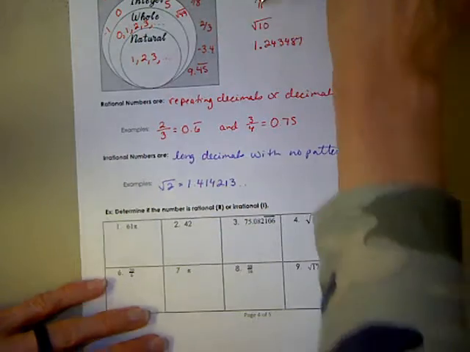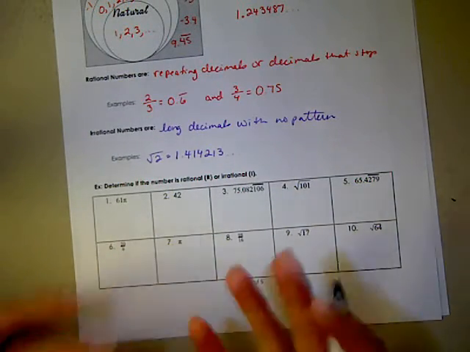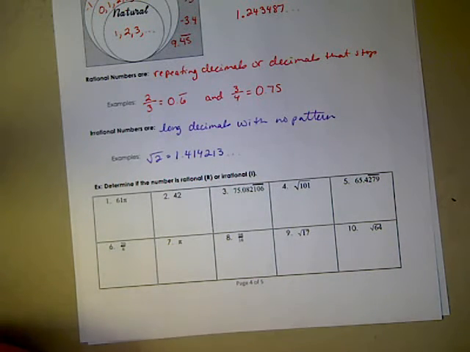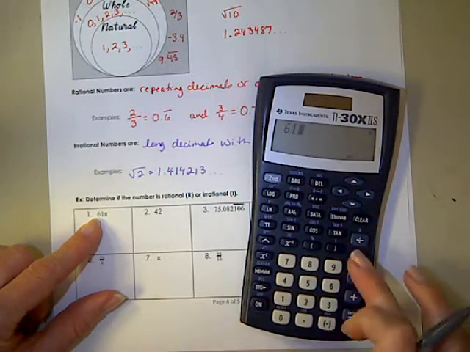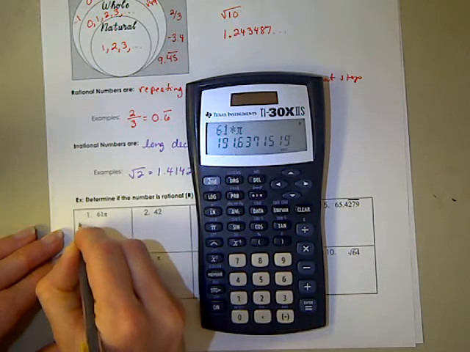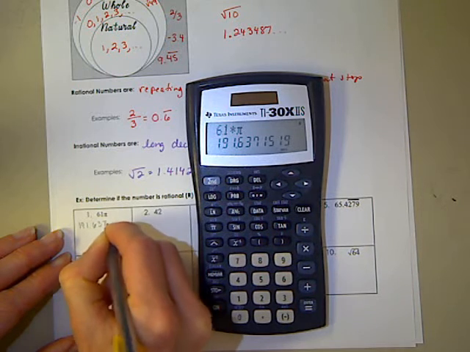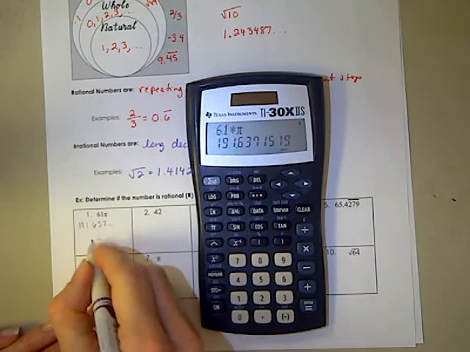Okay. So this bottom section, we just have to change these numbers to a decimal so we can look at it, and then we can decide if it's rational or irrational. So grab your calculators, and you're going to type in 61 times pi. So 61 times pi is 191.637, and it keeps going, and there's no pattern. So that means this is irrational.